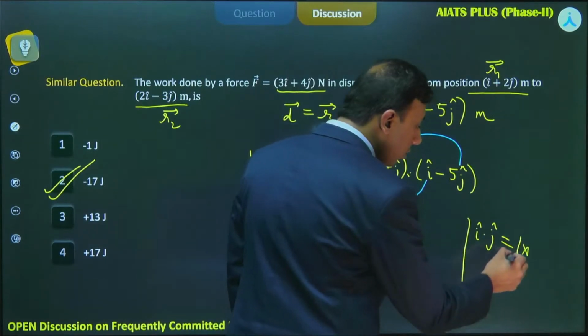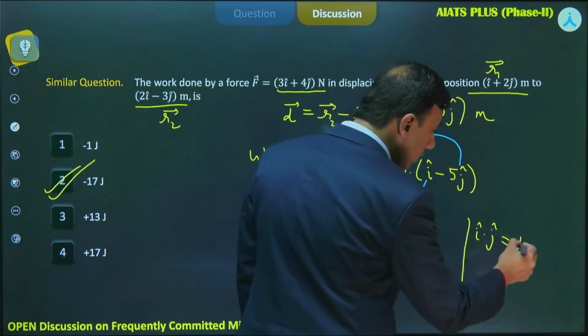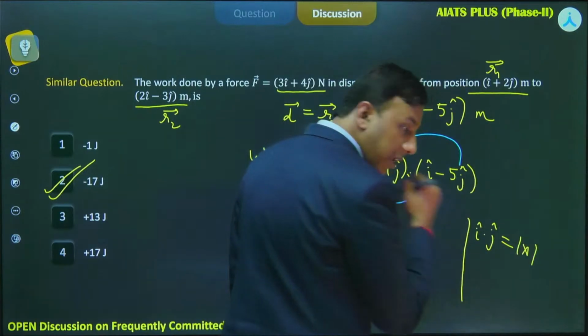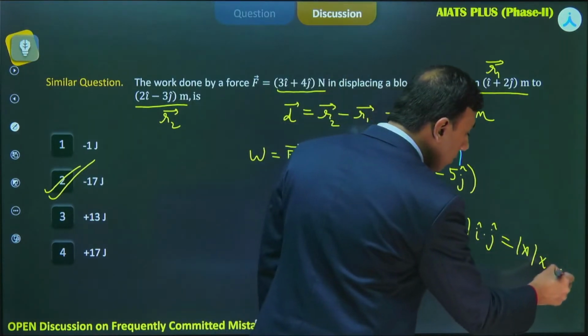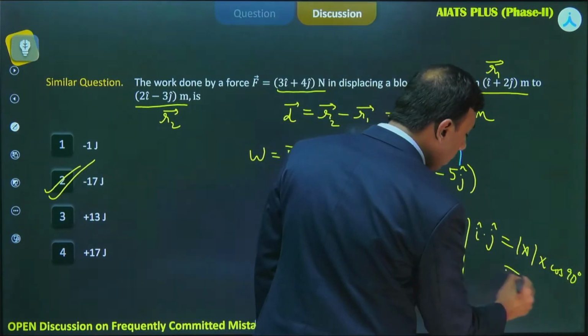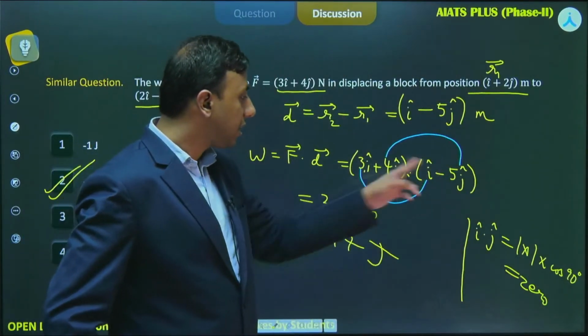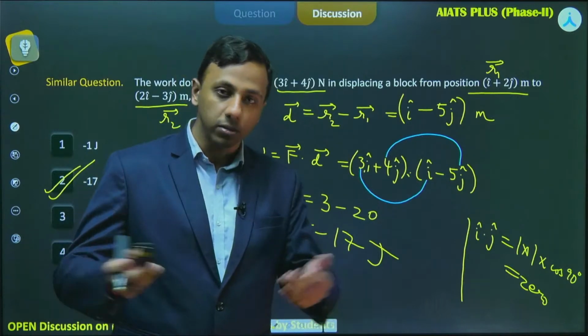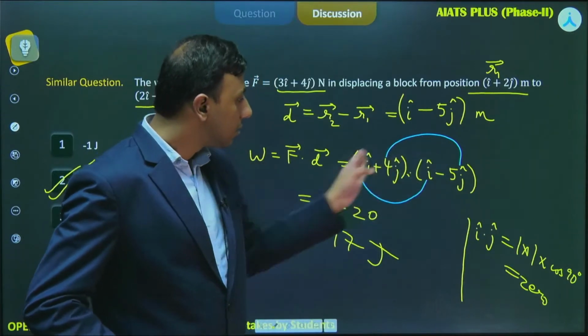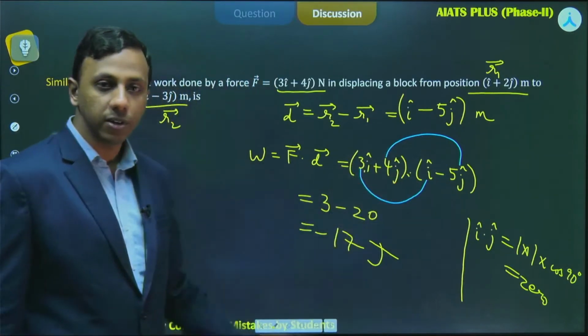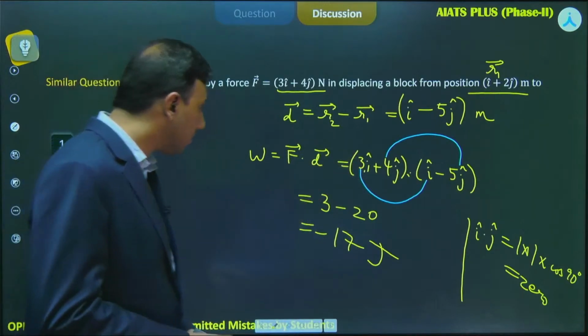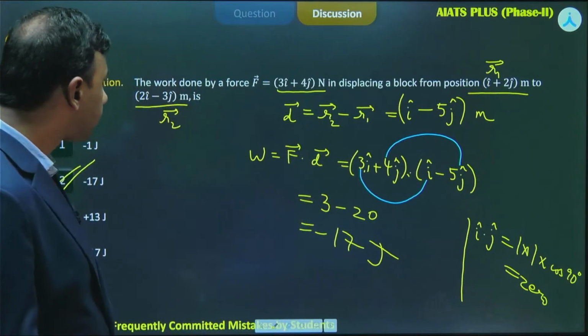So the modulus of both vectors: mod of i cap into mod of j cap into cos of the angle between them, 90 degrees. So that becomes 0, right? So i cap dot j cap is 0, j cap dot i cap is also 0. That is why we only have to do these terms, i cap with i cap, j cap with j cap. Okay, anyway, so this we are done.